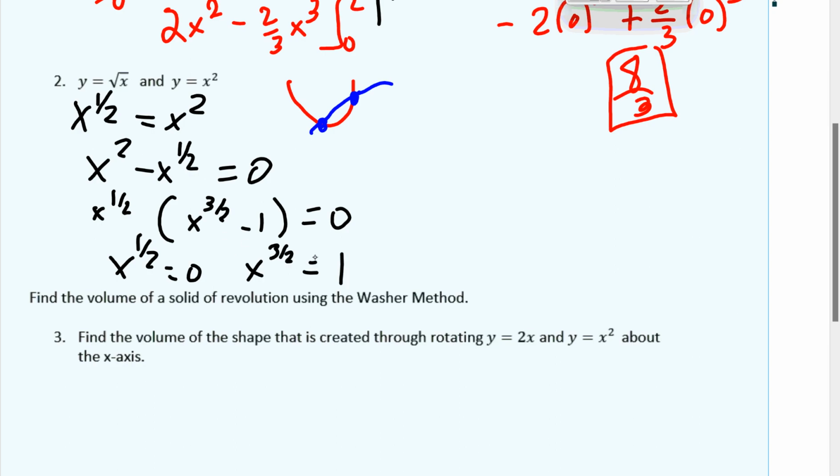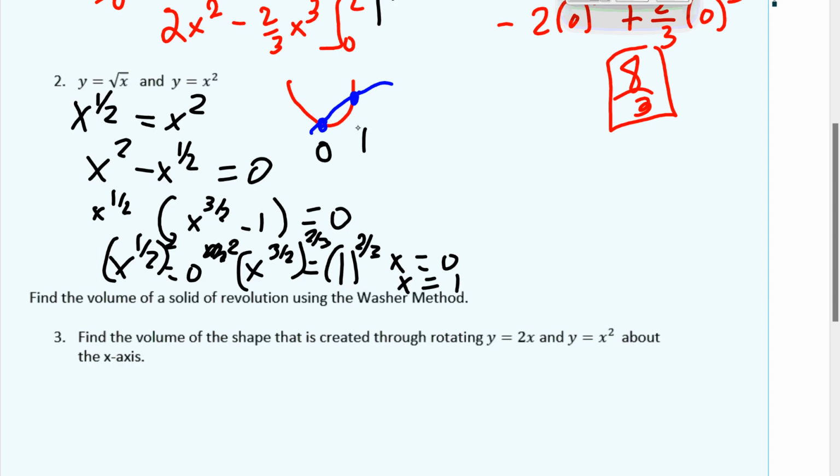So I get 1. I can raise it to the 1/2 power, or square this. I get x equals 0 is the solution. I want to raise this to the 2/3 power, so I get x equals 1. So I get 0 and I get 1. So there's my a and b.